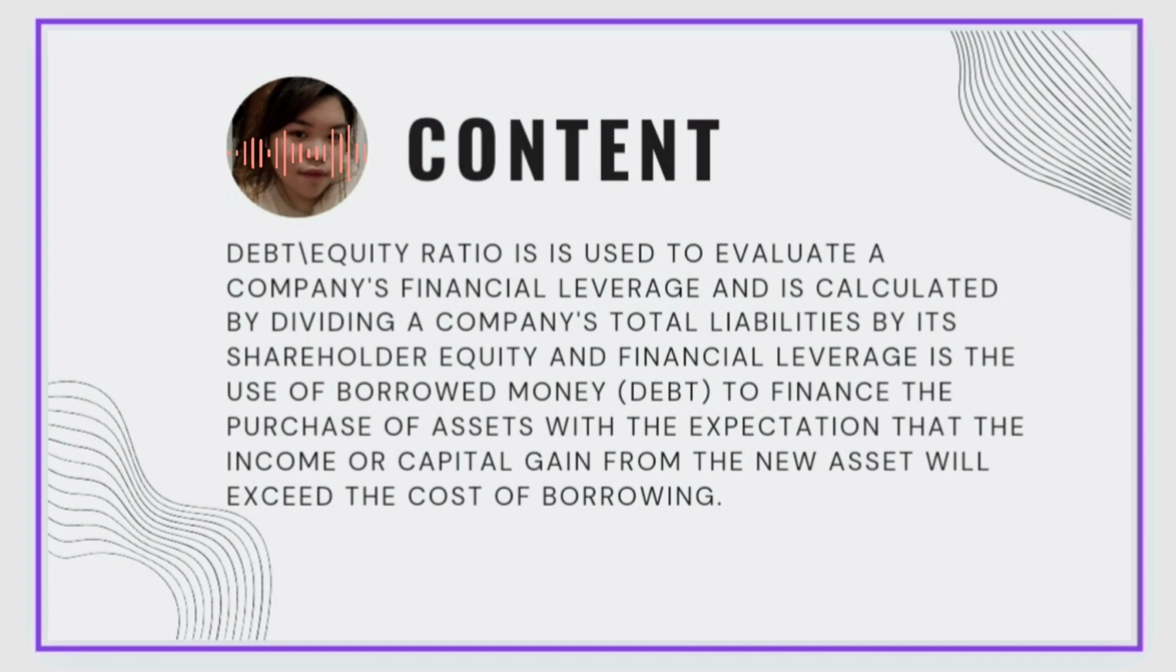Debt and equity ratio is used to evaluate the company's financial leverage and is calculated by dividing a company's total liabilities by its shareholders' equity. And financial leverage is the use of borrowed money, debt, to finance the purchase of assets with the expectation that the income or capital gain from the new asset will exceed the cost of borrowing.